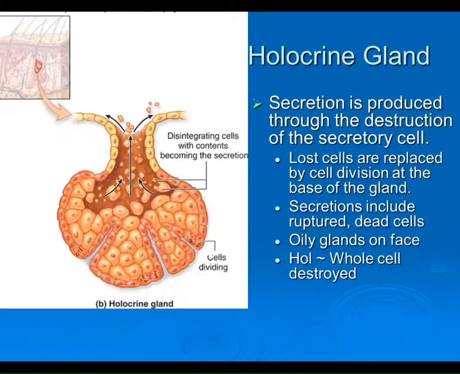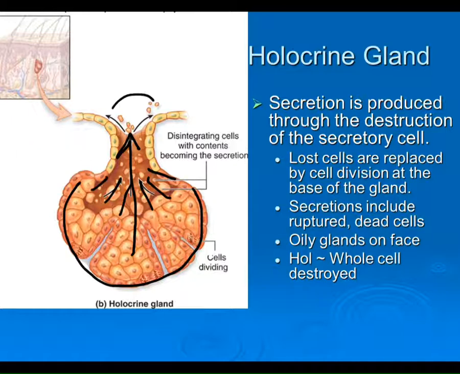Now, this is a little bit different. Here are the acinar cells, but notice that when these cells release their products, they're not just releasing their products. The cells are actually breaking off and are disintegrating. And that makes this stuff that they produce very sticky. This is the way that your oily glands on your face secrete their products. Is it any wonder our pores get clogged up? Because they're not releasing a nice liquidy stuff, they're releasing oil plus gunky sections of the cells.